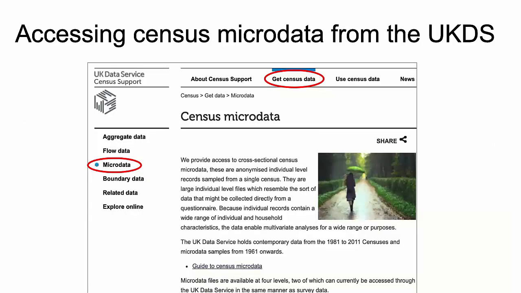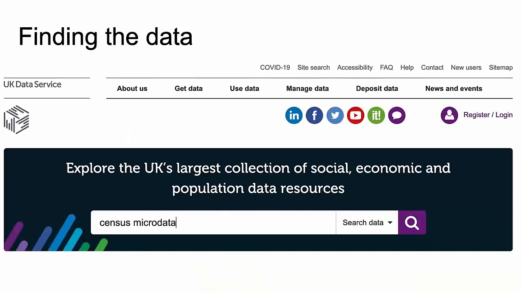So accessing census microdata from the UK Data Service, as I mentioned, we have dedicated census support pages, and you can access all the different data sets from there. Or you can find the data by searching our catalogue, which is found on the main page of the website. So when you first log onto our website, you'll be able to see the data there.